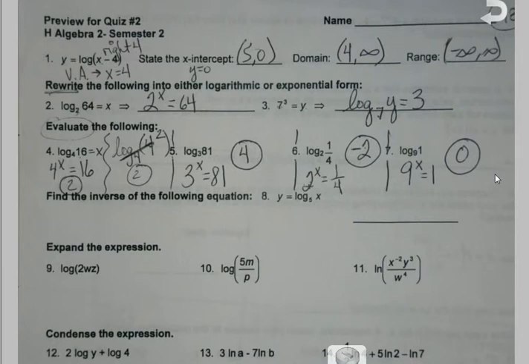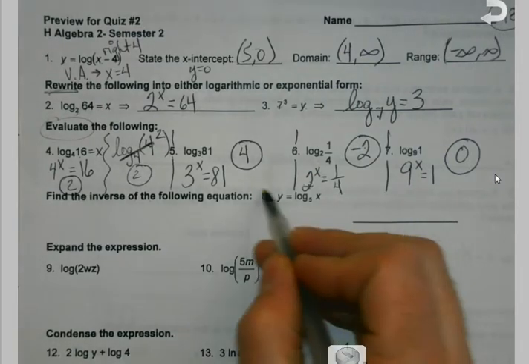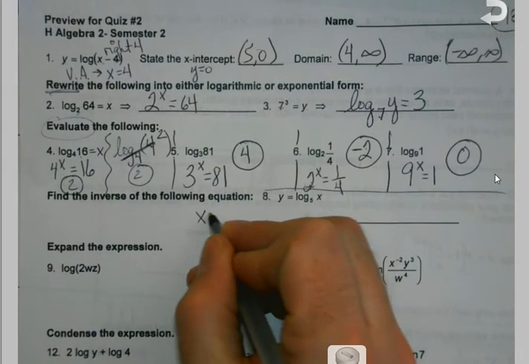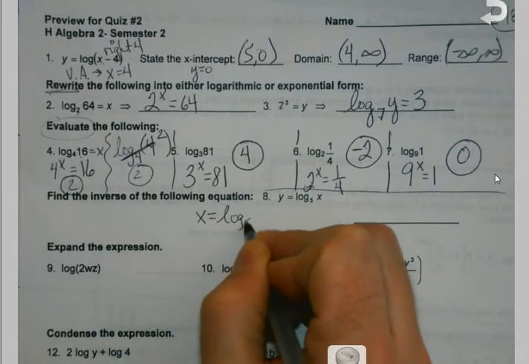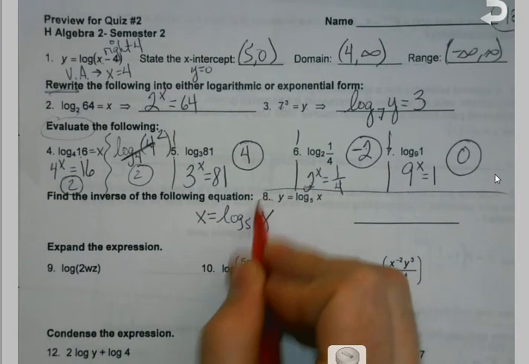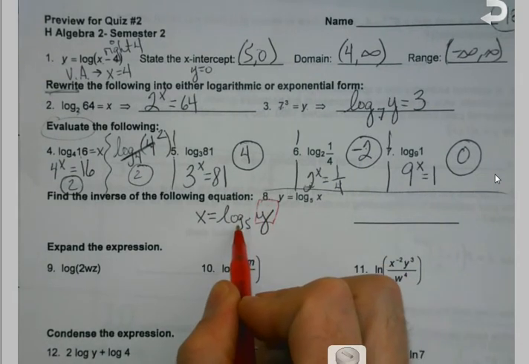Got to have a number for an answer. Find the inverse. Again, switch x and y. Solve for y. Well, to solve for y, I've got to get my log base 5 out of there.